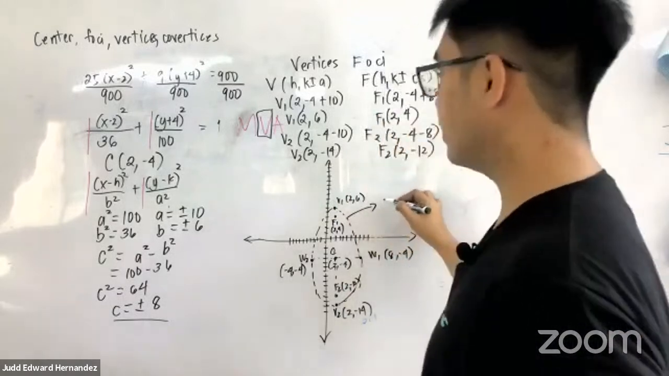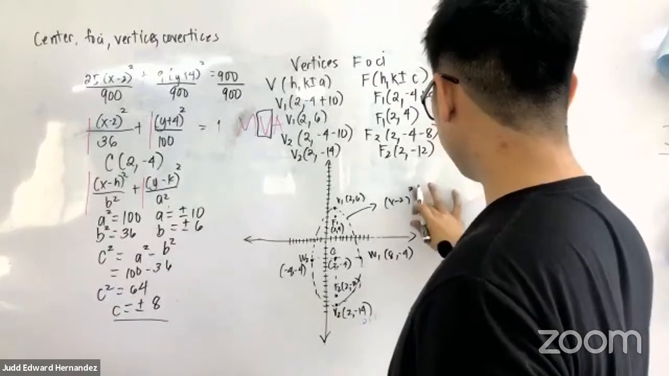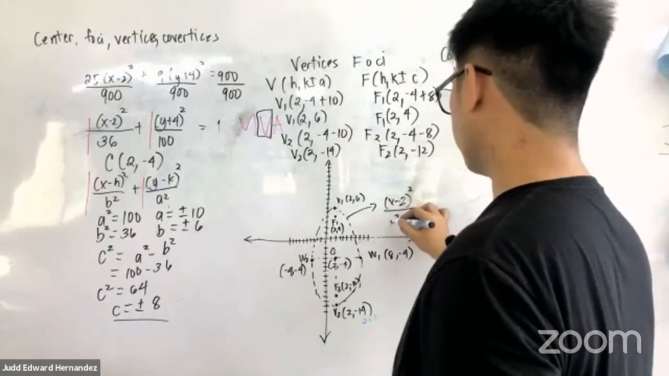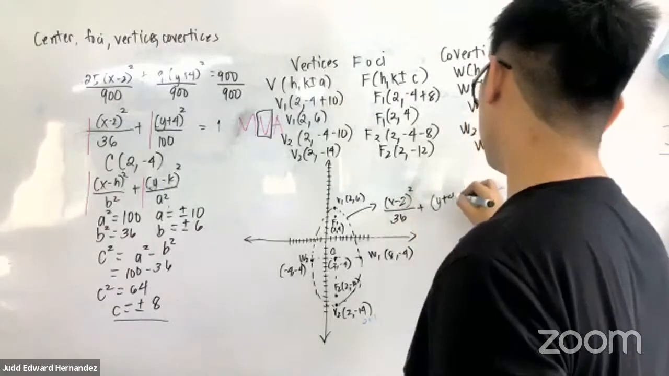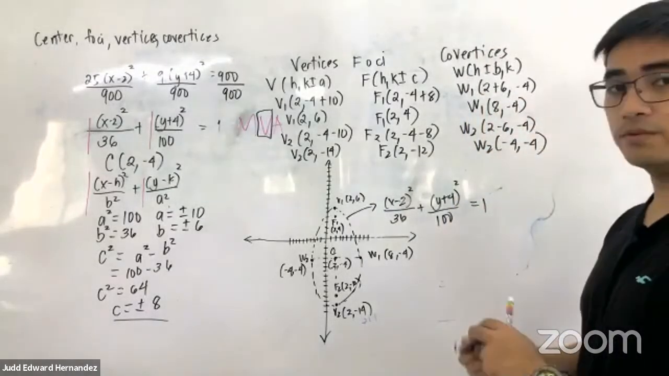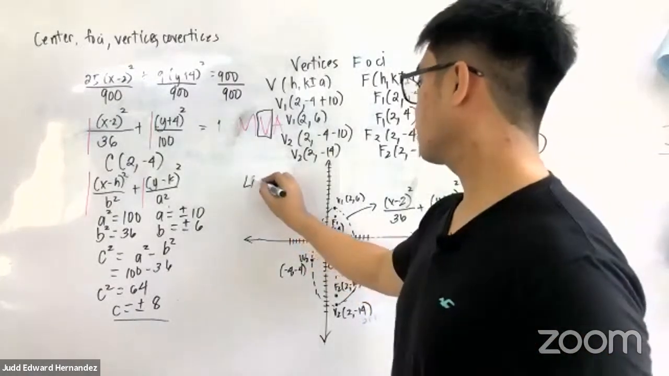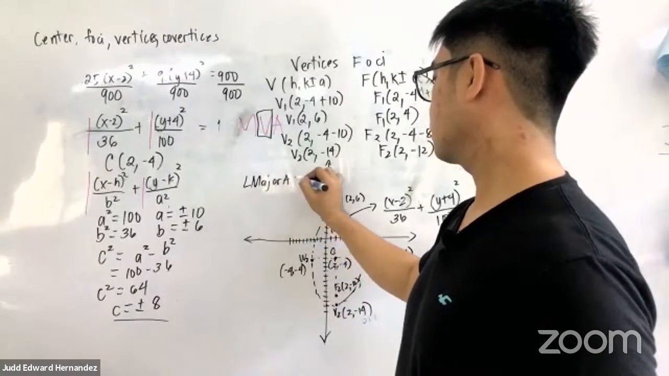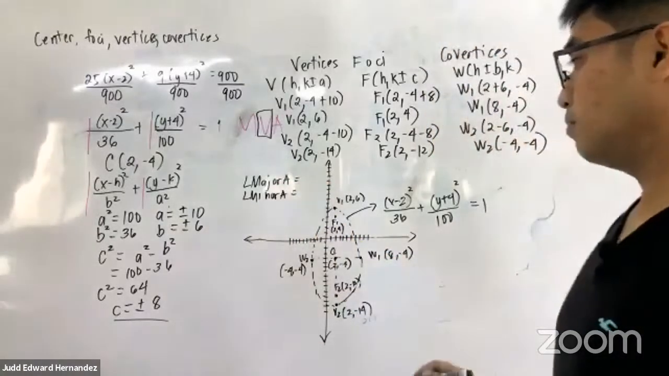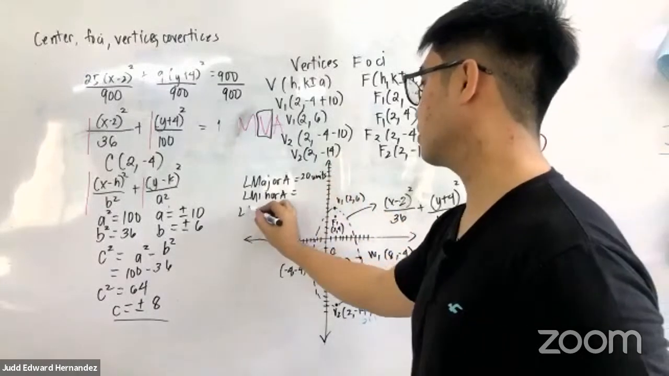Okay, this is our ellipse with an equation, x minus 2 quantity squared over 36 plus y plus 4 quantity squared over 100 is equal to 1. Okay, I have a question. What is the length of the major axis? 20. That is 20 units. What is the length of the minor axis?